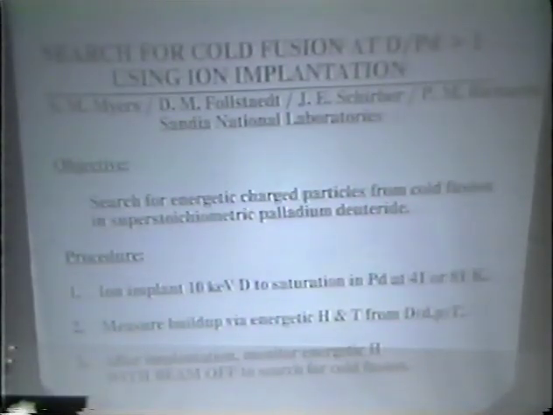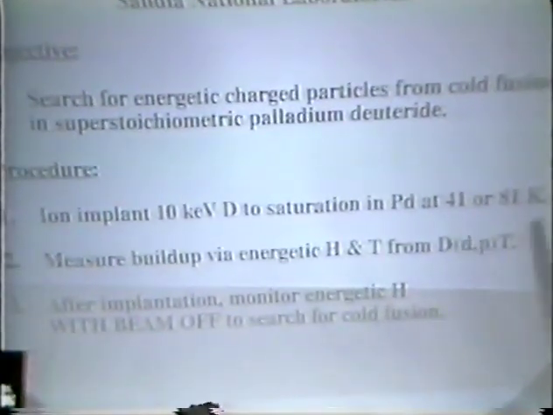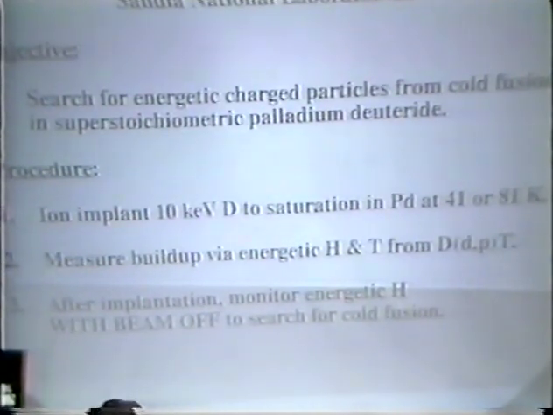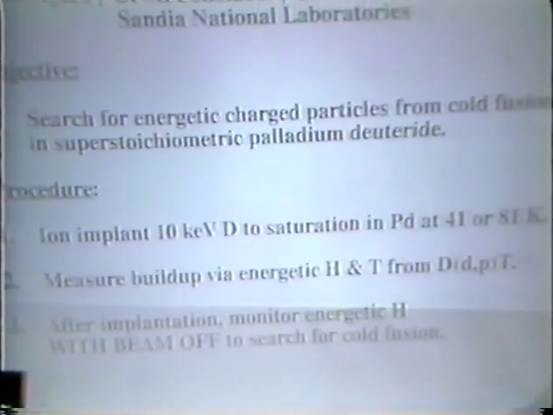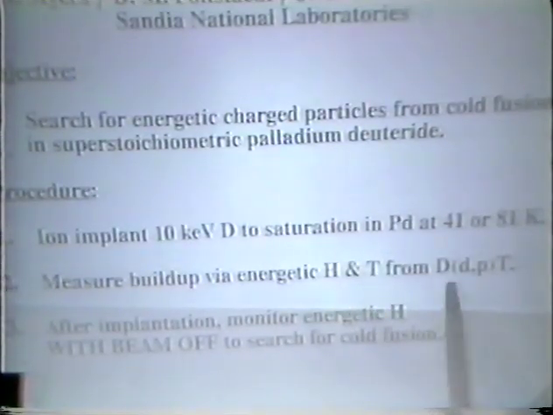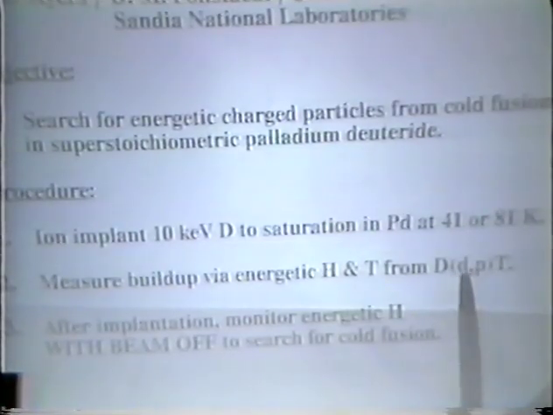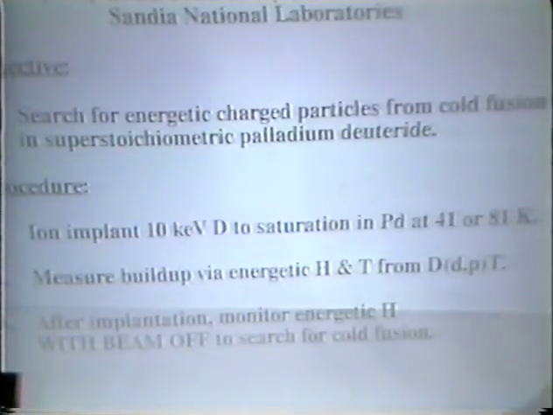Our experiment is outlined here at the bottom. We began by ion implanting 10 kilovolt deuterium from an ion accelerator into palladium, with the specimen being held at either 40 or 80 Kelvin. The implantation was carried to the point of saturation. During the implantation process, we monitored the buildup of deuterium within the metal matrix by using that charged particle detection system to observe both energetic protons and tritons from the D-on-D reaction. I stress that here we're speaking of the reaction being induced by the incident ion beam itself.